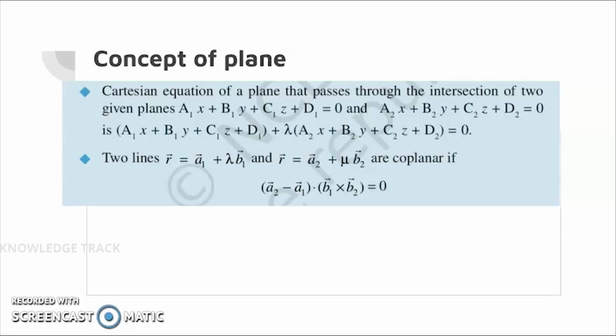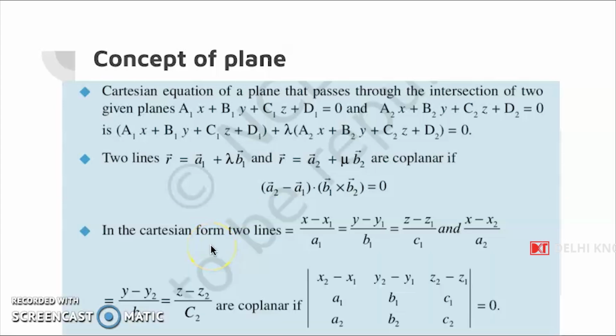Two lines are coplanar if we have a line with vector a1 + lambda b1 and another line with vector a2 + mu b2. These two lines are coplanar if the dot product of the difference of vectors a2 and a1 with the cross product of b1 and b2 is 0. The same in Cartesian form: two lines are coplanar if the determinant of this is 0.